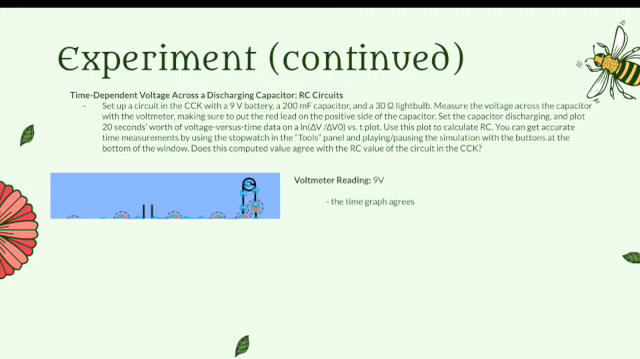And then finally, for the last part of the experiment, we had to set up a circuit with a 9-volt battery, a capacitor, and a light bulb, and then measure the voltage across. So we did that, and the voltmeter read 9 volts. The time graph agrees, and at the very end of the video, I'll put in a picture of the time graph.